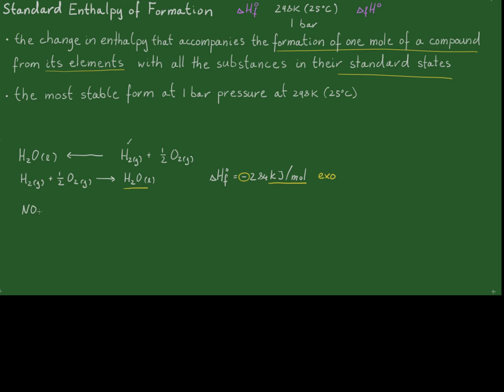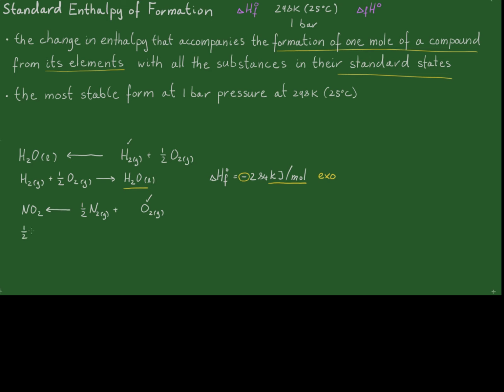So let's look at another example. This time nitrogen dioxide. So it needs to be formed from its elements, so that is nitrogen plus oxygen, and the elements need to be in their stable forms. So that means nitrogen gas and oxygen gas, because these are the stable forms at 1 bar pressure and 25 degrees Celsius. We also need to balance the equation. So we have 1 nitrogen on the product side, 2 nitrogens on the reactant side. So I need to multiply this by a half. I have 2 oxygens on the product side and 2 oxygens on the reactant side, so that is fine.